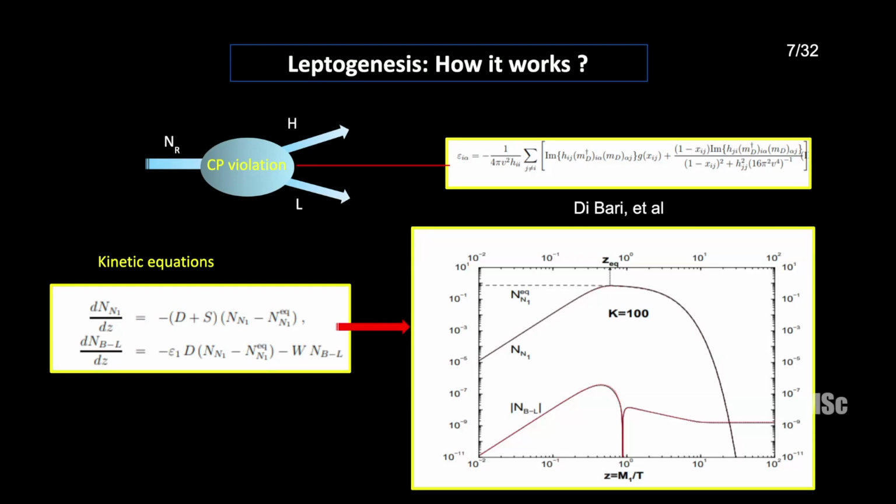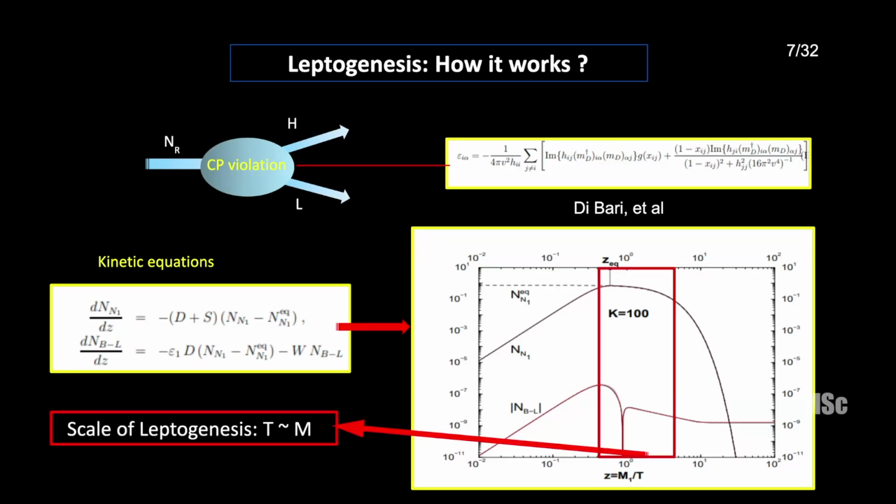Once you solve these equations, you get a plot like this, where the first shows how you populate the heavy neutrinos, and the second shows how you generate the baryon asymmetry. But the crucial thing is z equals 1, where z is m over T and m is the mass scale of the heavy neutrinos. I'll focus more on this m later. The freeze out happens around z equals 1, meaning around a temperature of the order of the mass of the heavy neutrinos from which you generate this asymmetry. Typically you call it the scale of leptogenesis.